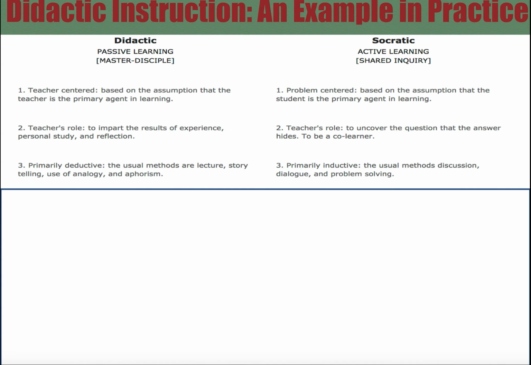Alright, now let's go to point number 3. In didactic, the strategy is primarily deductive, meaning that the usual methods are lecture, storytelling, analogy, morphism. I'm going to show you an example of analogy here in a minute. In Socratic, on the other hand, it's primarily inductive, and the usual methods are discussion, dialogue, and problem solving. Once again, take a moment to write down the notes here. If you have any questions, pause and think a minute about what your questions are, comparing the two, and we will move on in just a moment.